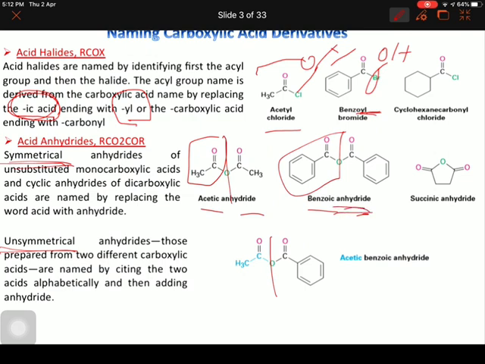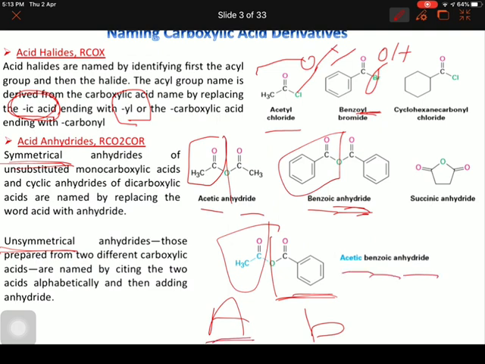For the unsymmetric one, we have two different parts from acid. This one is coming from benzoic acid, and this one is coming from acetic acid. So A is before B in the alphabetic arrangement, so we say acetic benzoic anhydride.